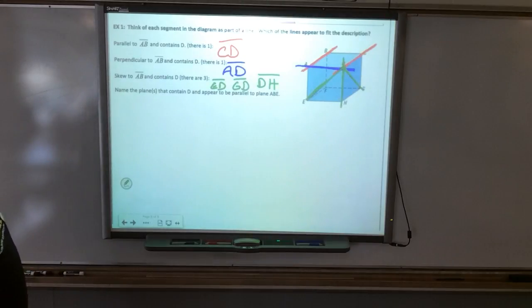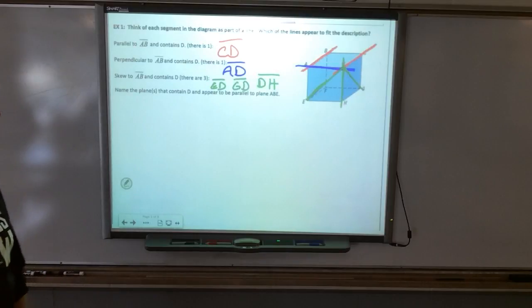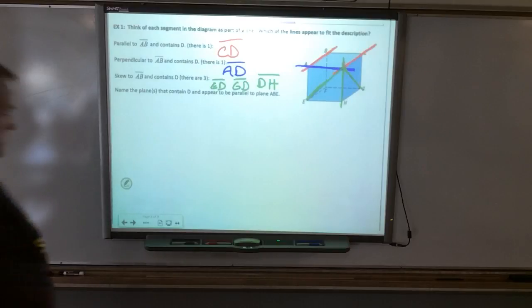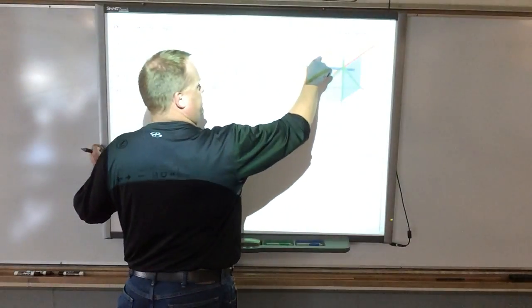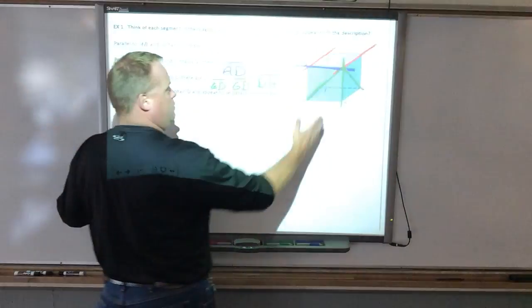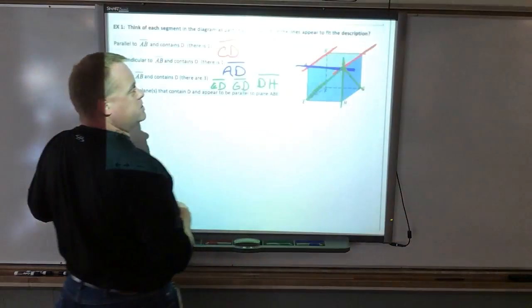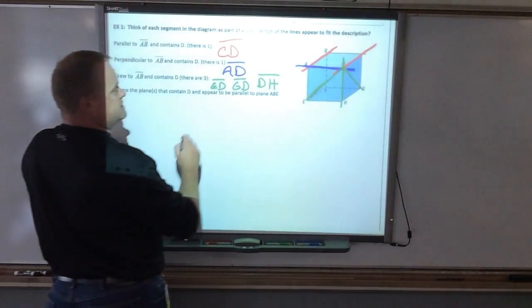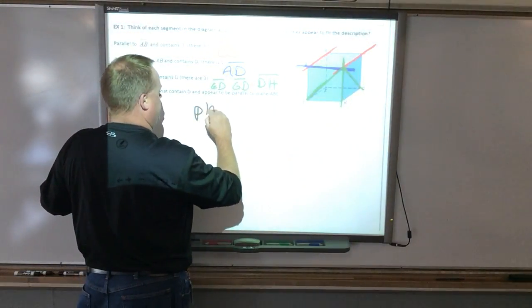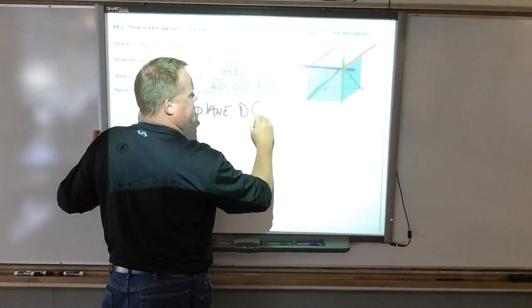And then name the plane or planes that contain D and appear to be parallel to plane ABE. Well, to me, ABE is going to be this plane right in there. So I want one that's going to be parallel to it, so it has to be over here going the same direction. And I want it to contain D. So for me, that's going to be plane DCG.